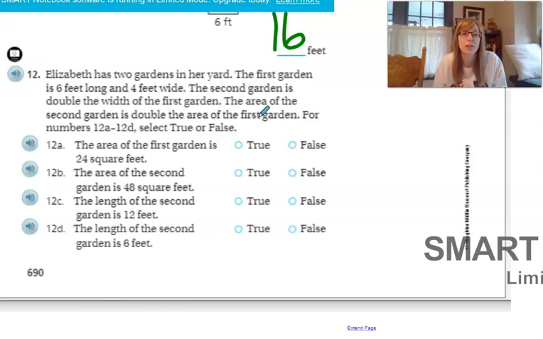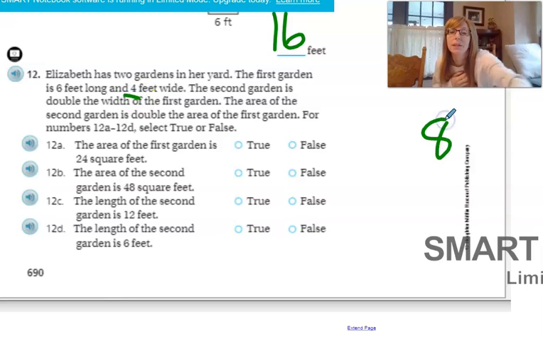All right, Elizabeth has 2 gardens in her yard. The first garden is 6 feet long by 4 feet wide. Okay, so she's got 6 by 4. All right. Then the second garden is double the width of the first garden. So double the width. So go to 4. And what's double 4? You are right. It would be 8.